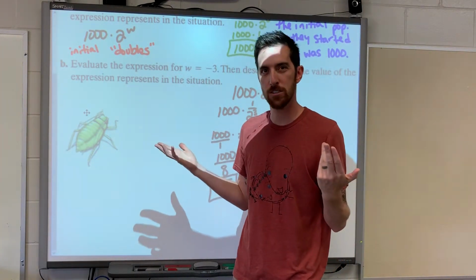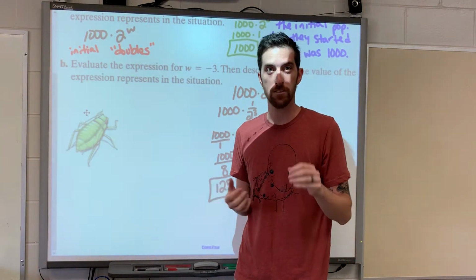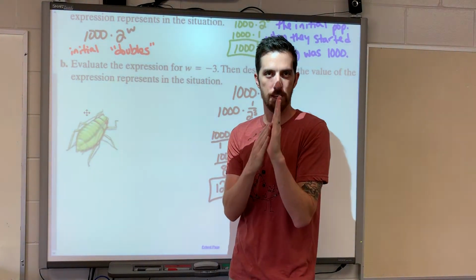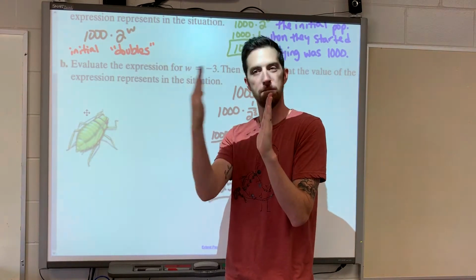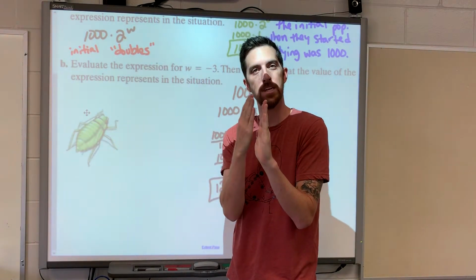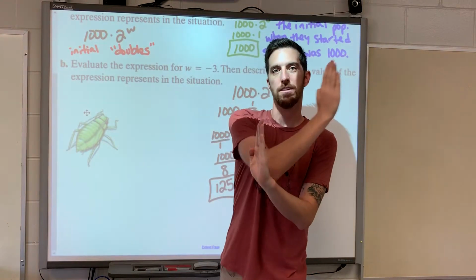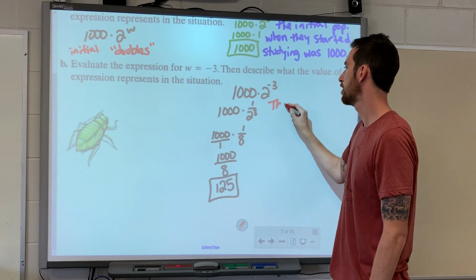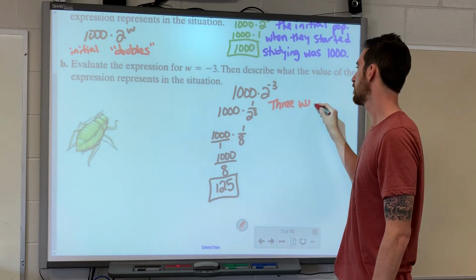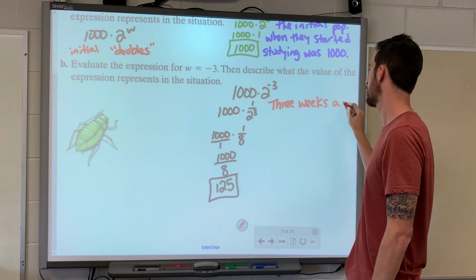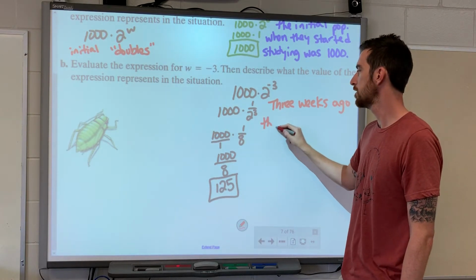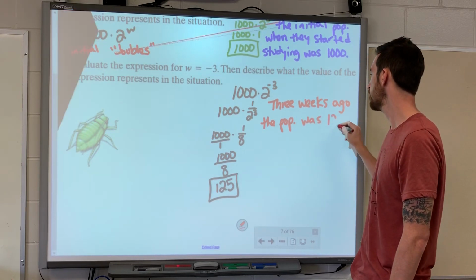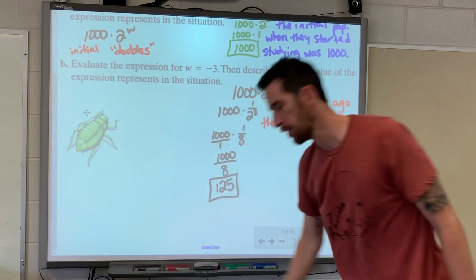Now, what does that mean in this situation? Well, W is the number of weeks. So at week 0, when we started, it was 1,000 insects, and it doubles every week. So week 2 would be 2,000, 4,000, 8,000. But -3 represents 3 weeks ago, 3 weeks in the past. So 3 weeks ago, the population was 125. Pretty crazy.